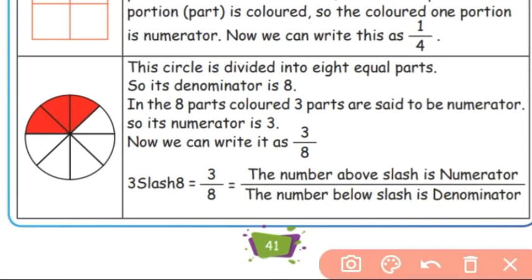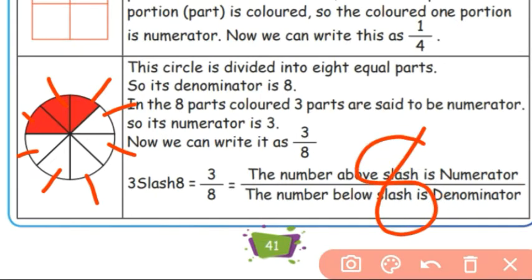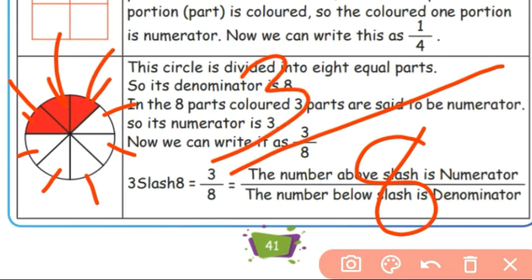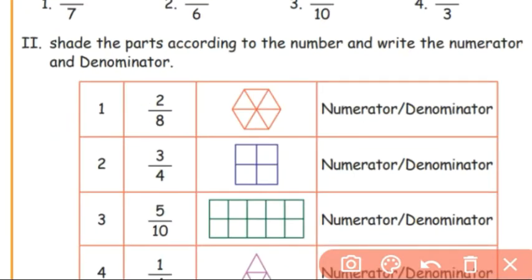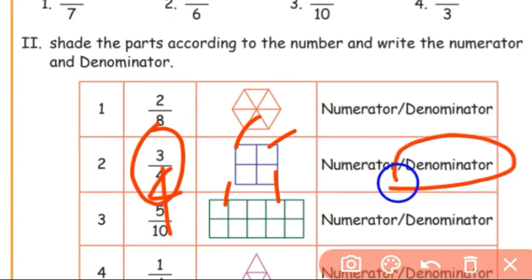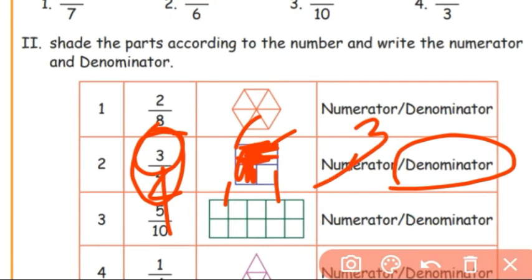See this circle: 1, 2, 3, 4, 5, 6, 7, 8. There are 8 triangle parts. So the denominator is 8. How many parts are colored? 1, 2, 3. So 3 parts are colored, 3 by 8. Another shape: 1, 2, 3, 4, 4 parts. The total number of parts is 4. 4 is the denominator. 3 we have to color, so 3 is the numerator.